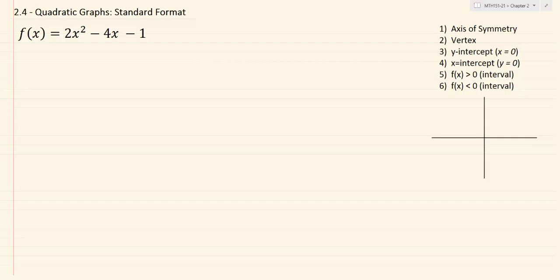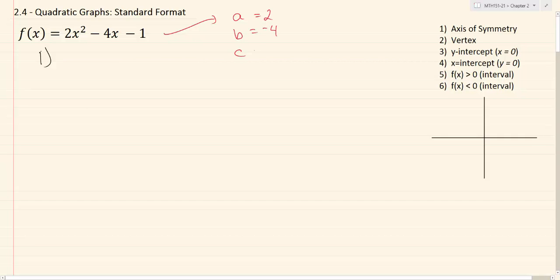So this is 2-4, quadratic graph standard format, and we have a function and 6 things we want to know about that function. So let's start with number 1. Number 1 is the axis of symmetry. And don't forget, when you have this quadratic in standard format, we could say A equals 2, B equals -4, C equals -1. Those are the 3 pieces of information that we can gather from this function.